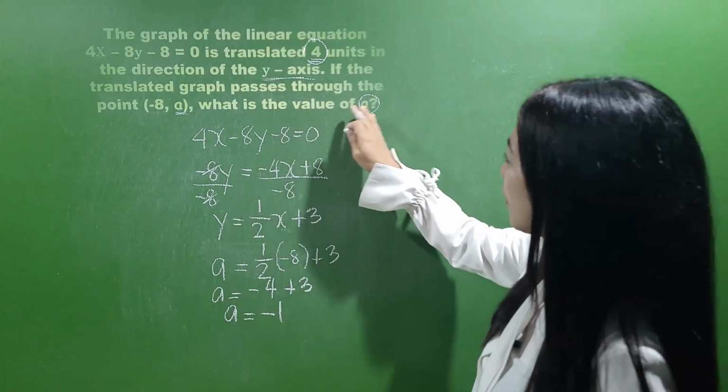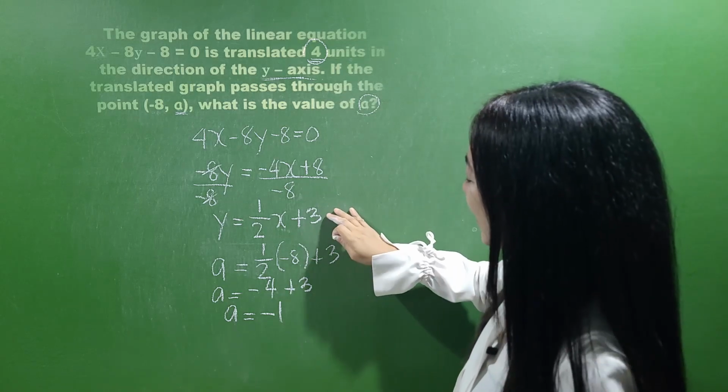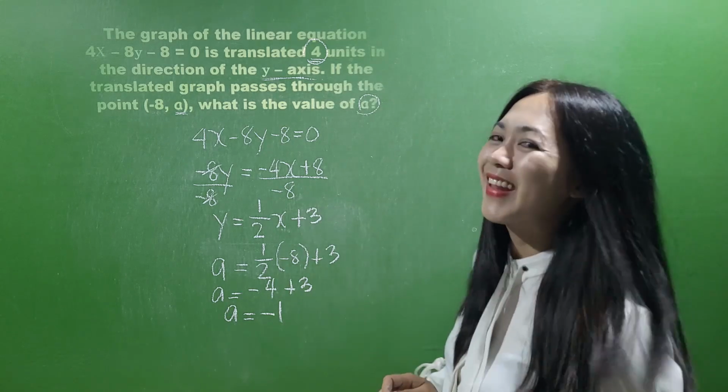So, what is the value of a in this linear equation? It's negative 1.